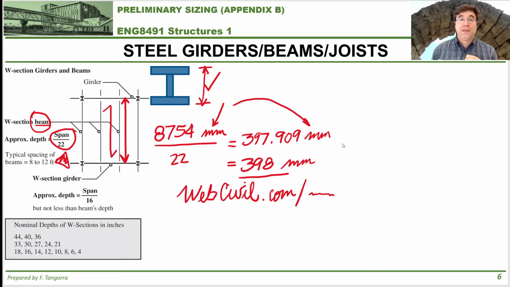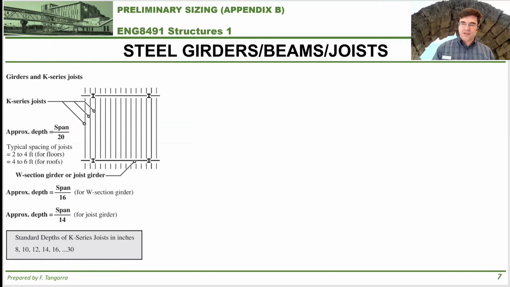If these were imperial units, you'd do the same thing. Just make sure that you get the answer in inches, and then you'd go here on your Appendix B in your textbook to find the closest one that is larger. Okay? All right. So let's go on to the next example for steel structures.